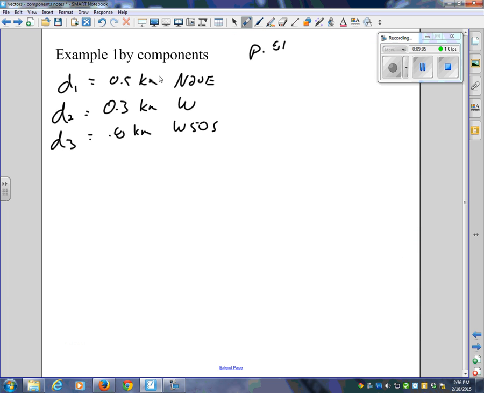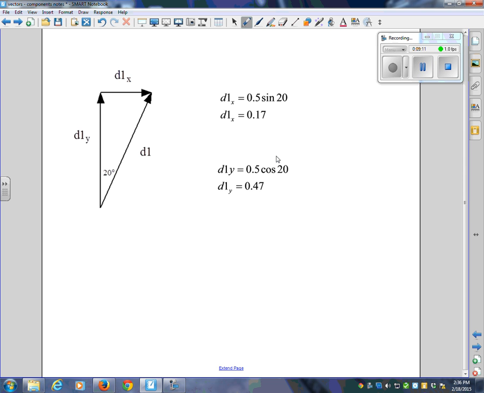Has everyone got this down? Anyone still working on that? Okay. So, step one, find the x and y components for each vector. I drew vector 1, and you'll remember that vector 1 was 0.5 at north 20 east, right? Does this need to be to scale? No, we're not using our protractors at all. Just a sketch sheet.